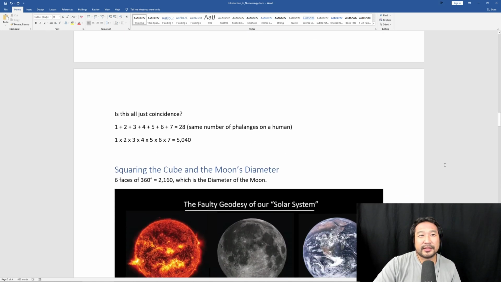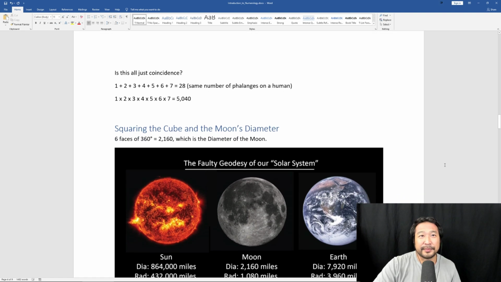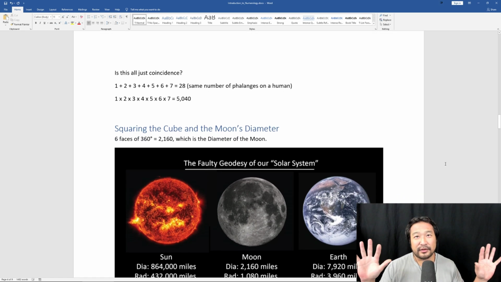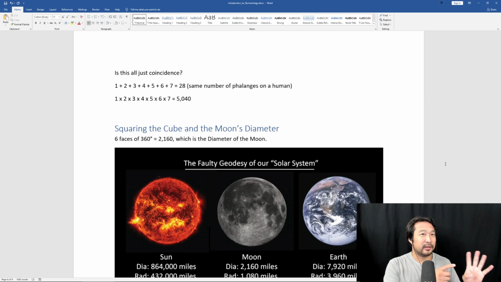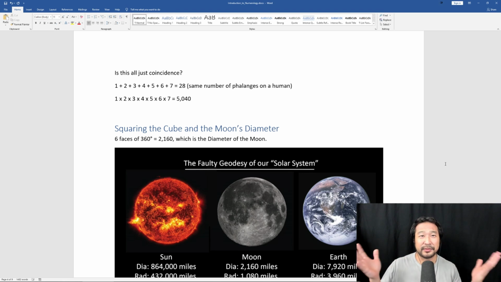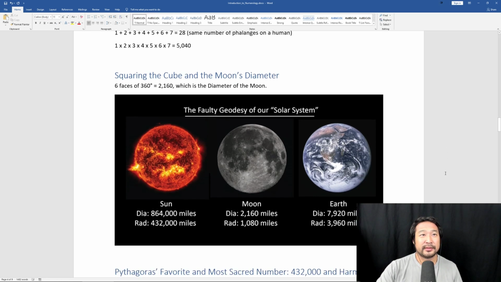Well, anyways, he was going over the phalanges on a human. So we got 1, 2, 3, 4, 5, 6, 7, 8, 9, 10, 11, 12, 13, 14. Times it by 2 and you get 28. And then if you multiply it rather than adding it, you get 5,040. And if you see a lot of his other videos, it's pretty cool how he goes over this.